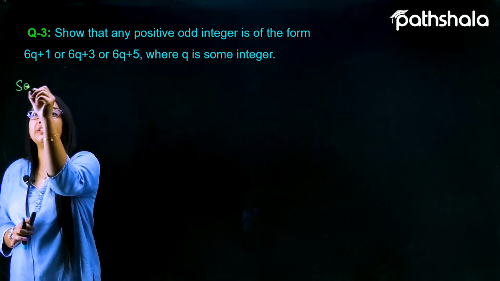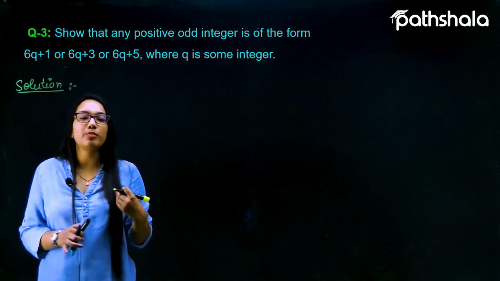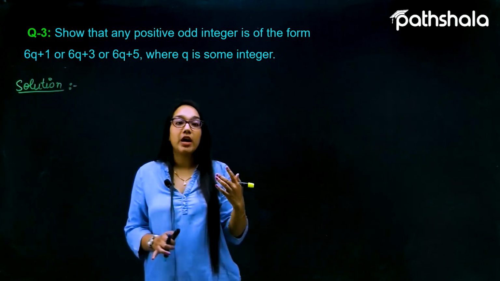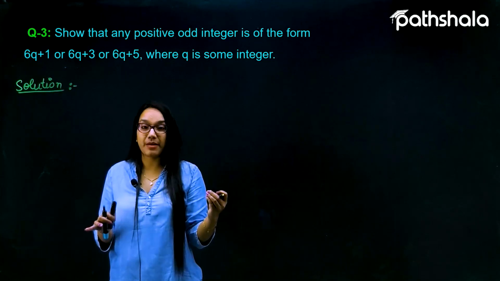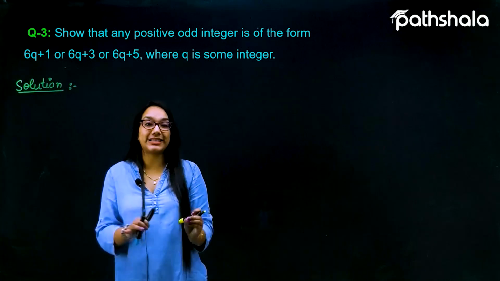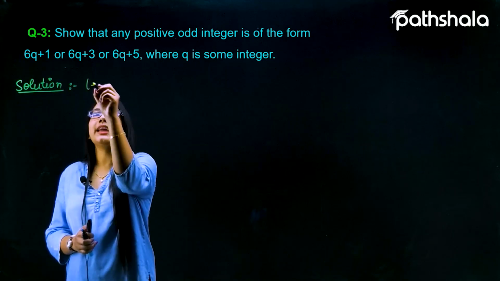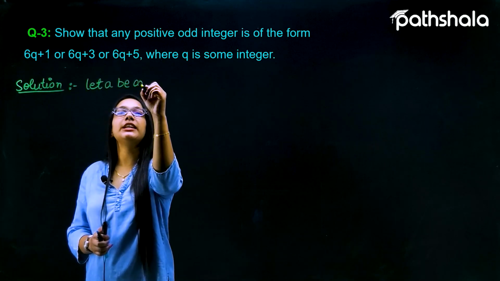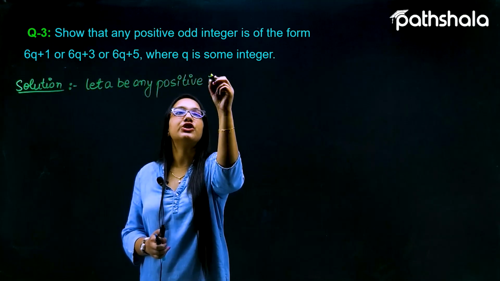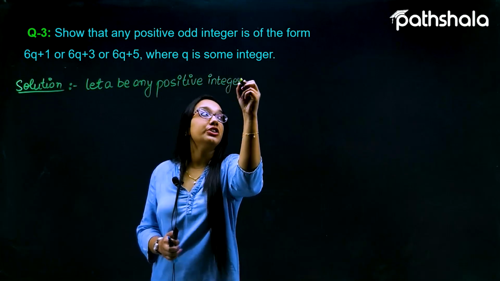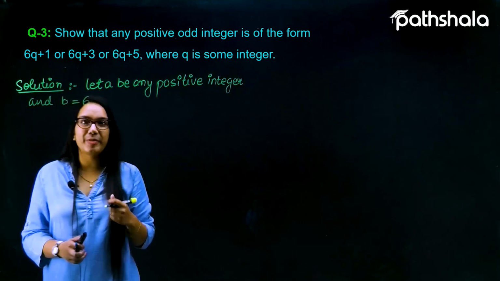First of all, the key point here is that we have to form numbers of the form 6q plus 1, 6q plus 3 or 6q plus 5. The very important thing that is common between these three numbers is the use of the number 6. It means that we have to take b as 6. So let's start with it. Let a be any positive integer and b is equal to 6. So I'm taking b as 6 over here.